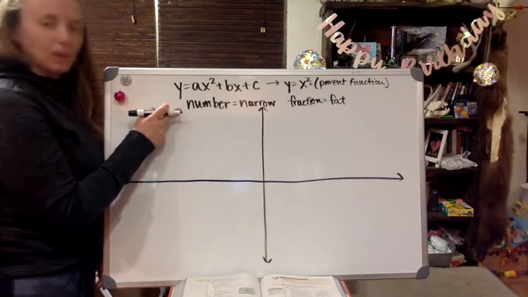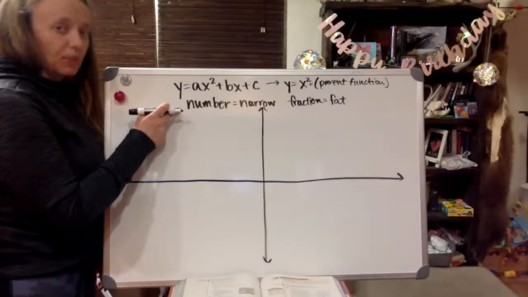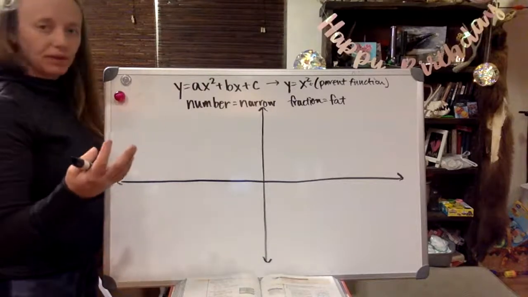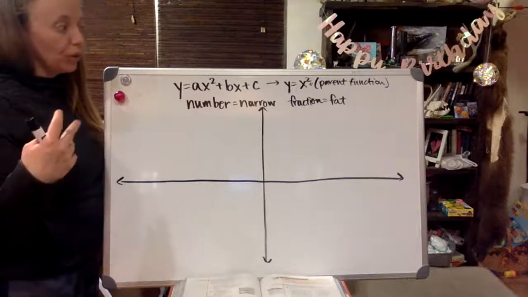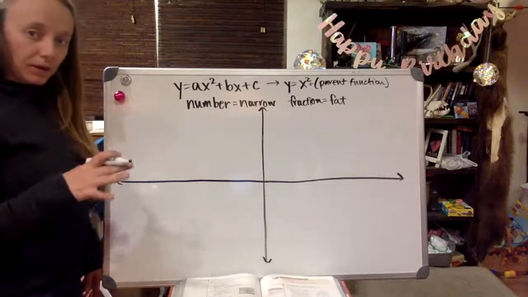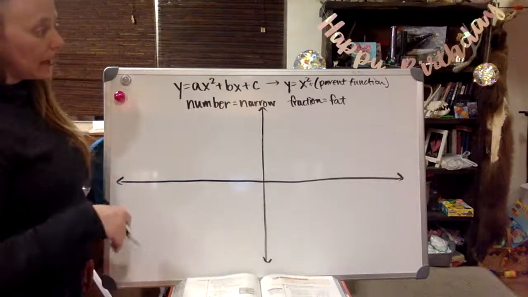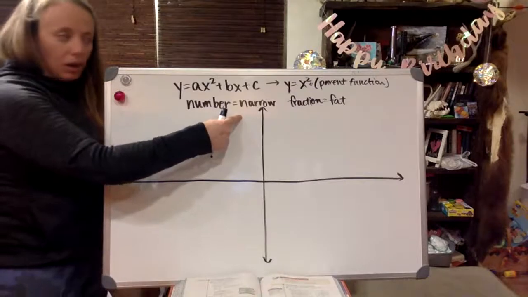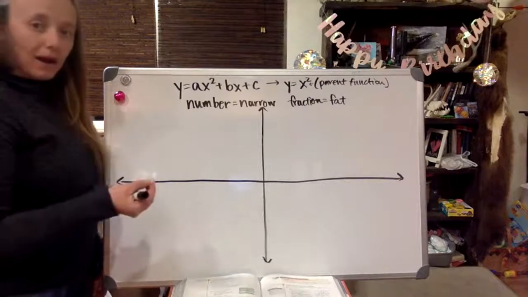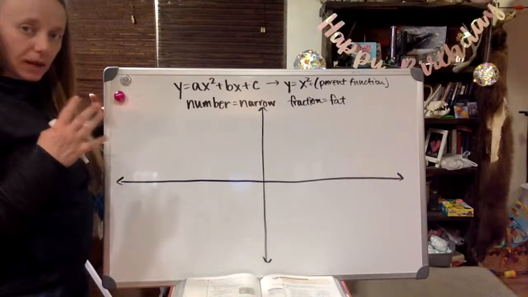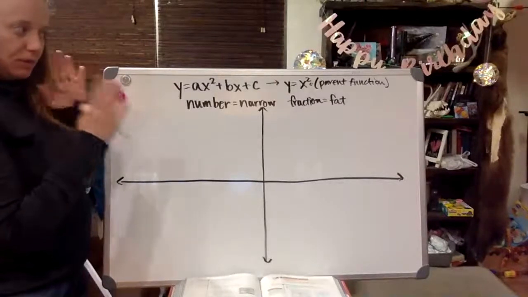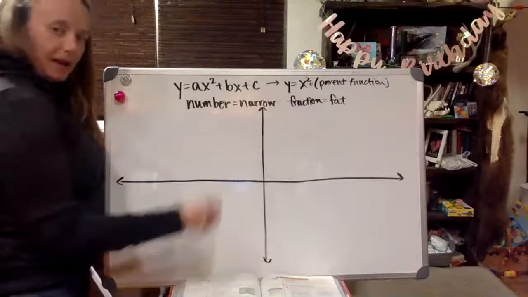But what I mean by number is if I have a number that is greater than one, so higher than one, and if it was negative, then yes, a -2 or a -3 could also apply to this. So if you have a number that is greater than one or less than -1, your graph is going to be narrower than this parent function. If you see a fraction, so a number less than one and greater than -1, so it's between one and -1, you're going to see a fat graph.